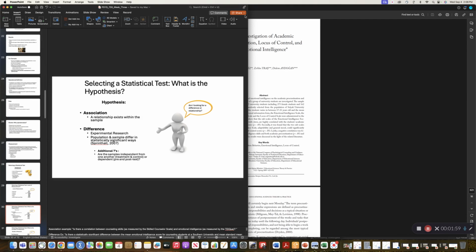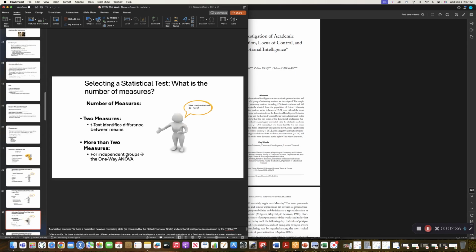If, however, we're looking at the hypothesis of difference, and we're saying we believe that there is a statistically significant difference between attachment-related anxiety before someone goes through an attachment workshop and attachment-related anxiety afterwards, then we're testing the hypothesis of difference, looking at how one group is statistically significantly different before and after treatment. And so we're going to be using different sets of statistical analyses depending on which hypothesis we're using.